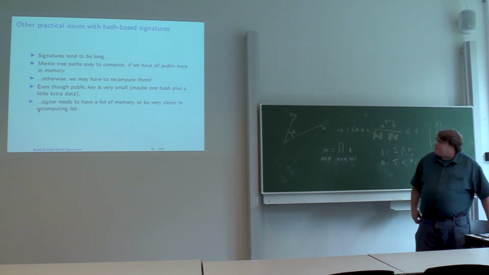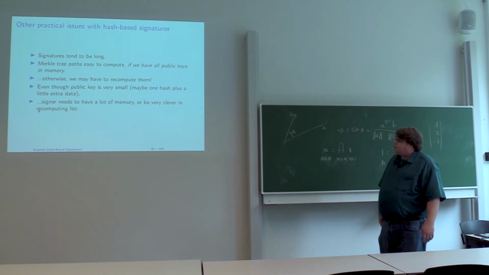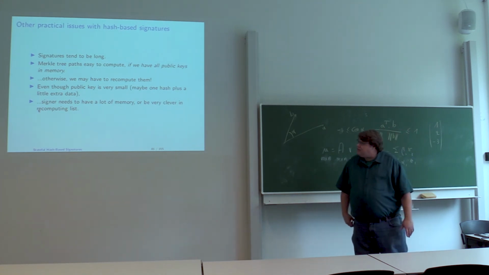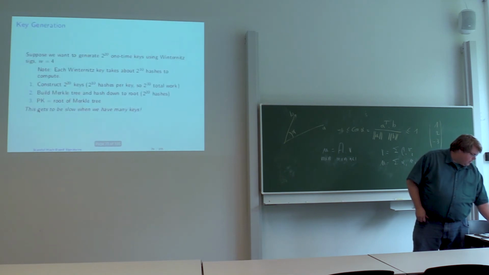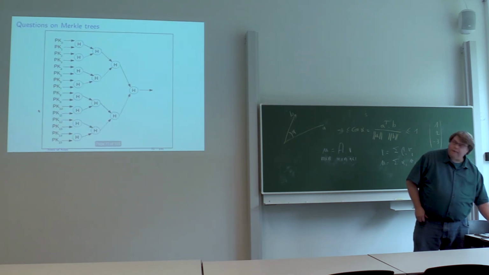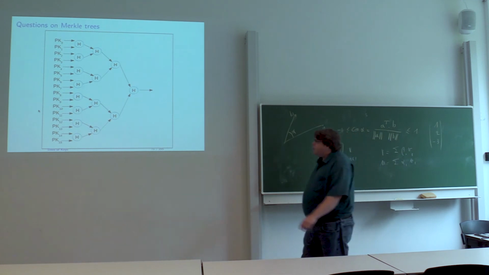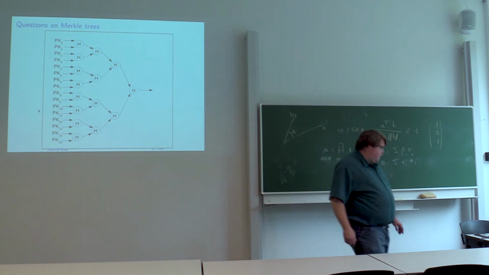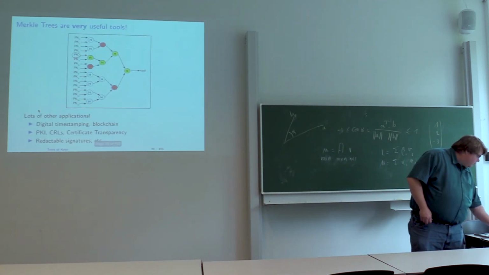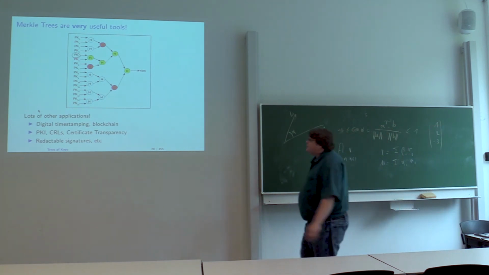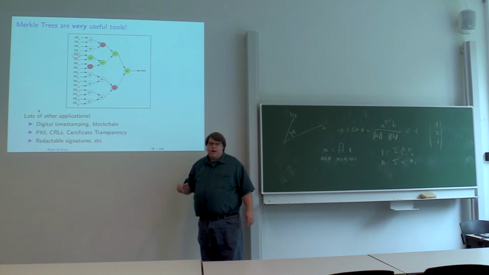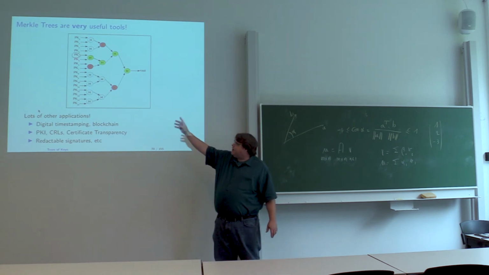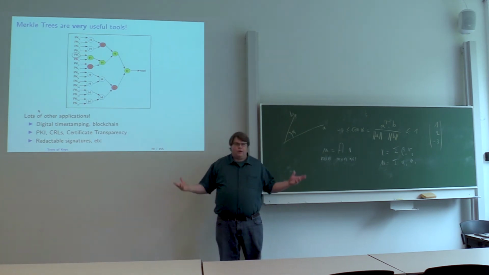Other practical issues with these schemes: signatures are long. Actually, one of the things that's interesting is when you think about this Merkle tree, let me go back to a picture of a Merkle tree. When I need to compute a path on this, I need to know a lot of these intermediate values. If I can store all these leaves and all the nodes in memory, no problem. I can do this very quickly.